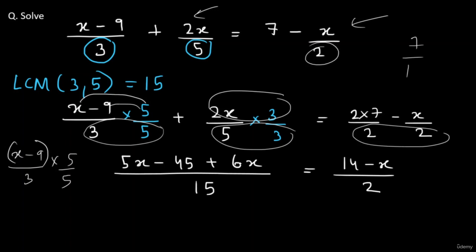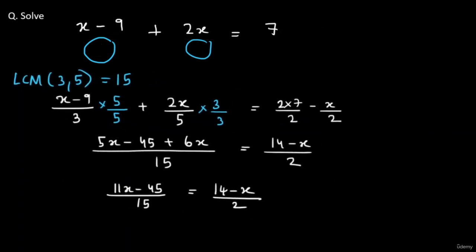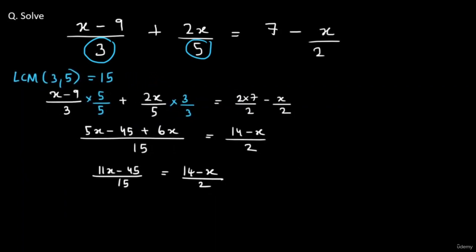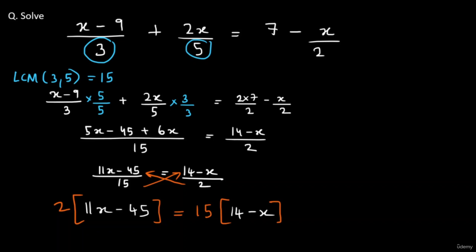Now 5x plus 6x is equal to 11x. So the numerator over here is 11x minus 45, by 15. That's the denominator. And that's equal to (14 minus x) by 2. Let's make some space over here. All right. So now we can proceed and cross multiply. Let's do that. So we get 2 into (11x minus 45) is equal to 15 into (14 minus x).